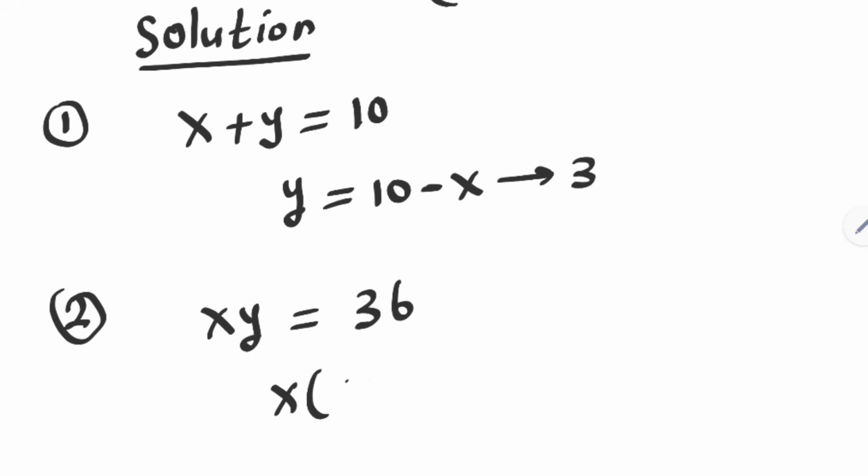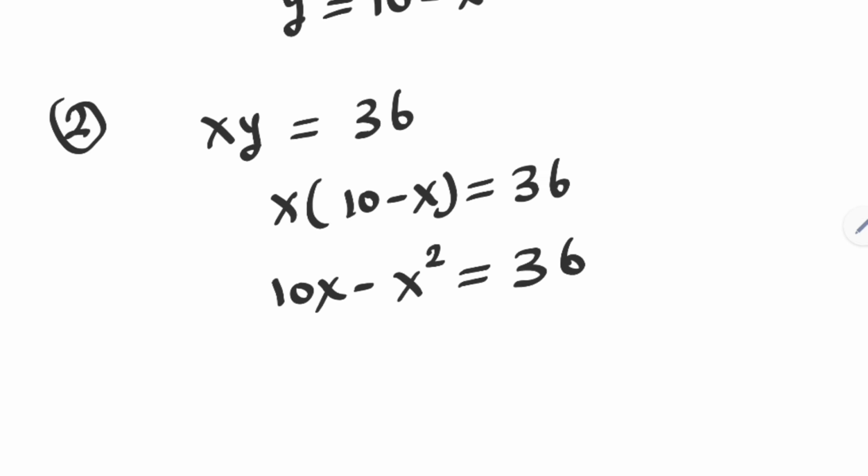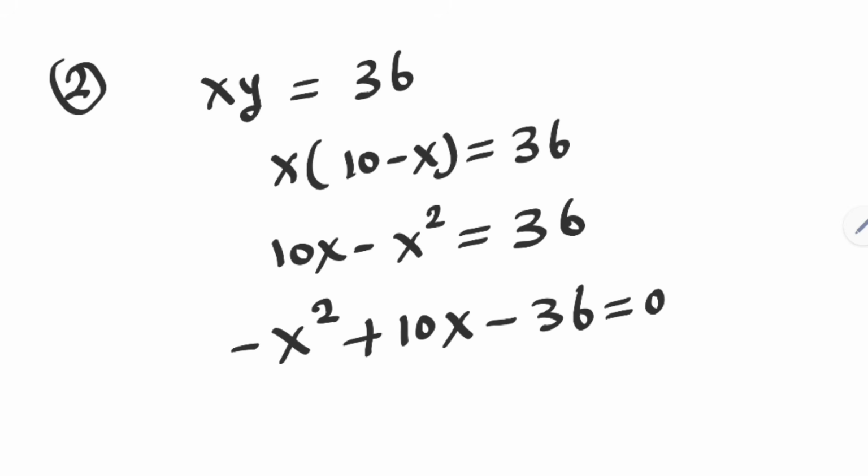x bracket 10 minus x is equal to 36. Now let us open the bracket with this x. x multiplied by 10 is 10x, minus x multiplied by x, that is x squared, is equal to 36. Now this can be written as minus x squared plus 10x minus 36 is equal to 0.